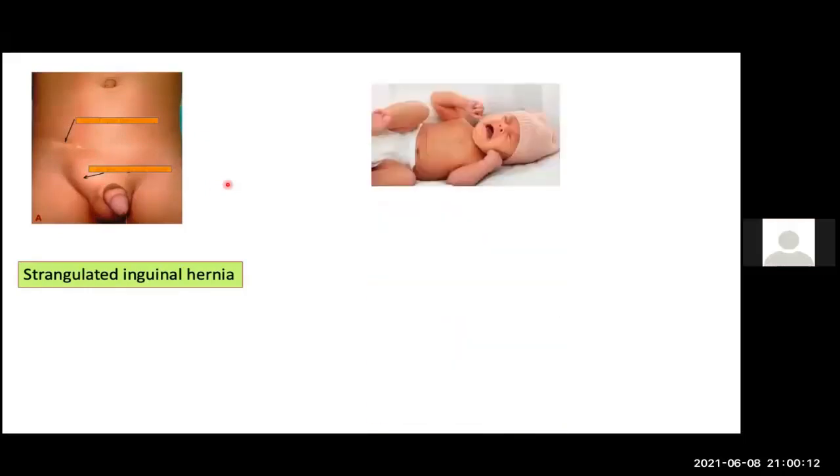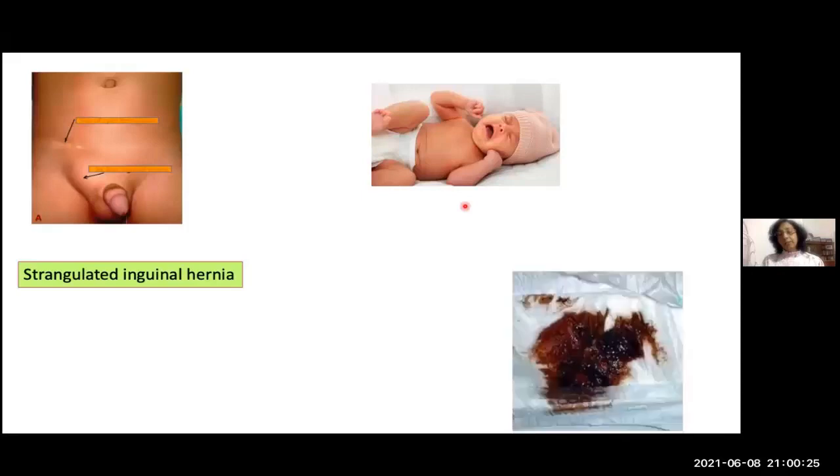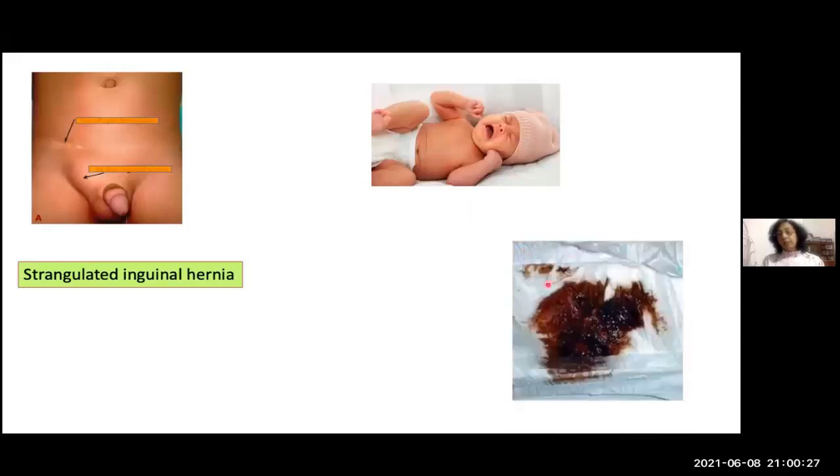Similarly, in a baby who is coming with excessive crying, especially episodes of excessive crying with arms and legs flexing towards the body, and the parents complain the stools are different, and you ask to look at the diaper and you notice these blood-stained stools, you may not detect an intussusception, right?